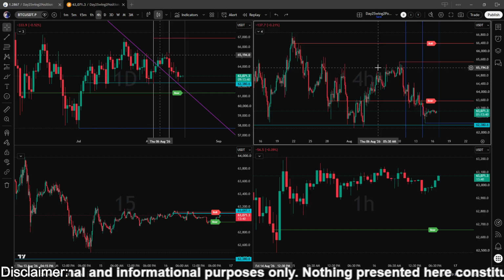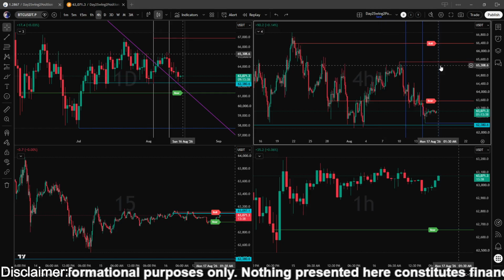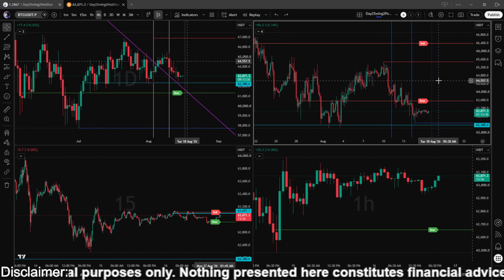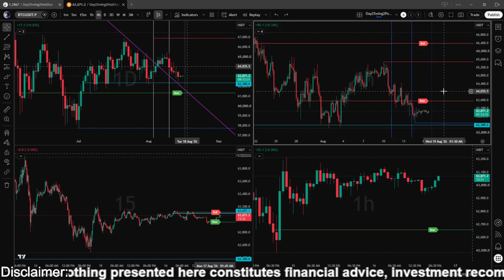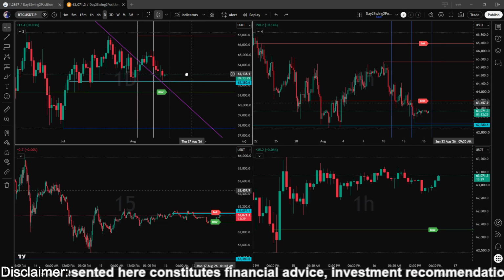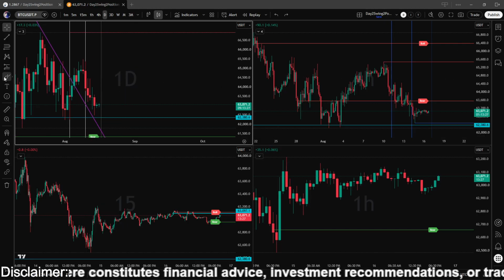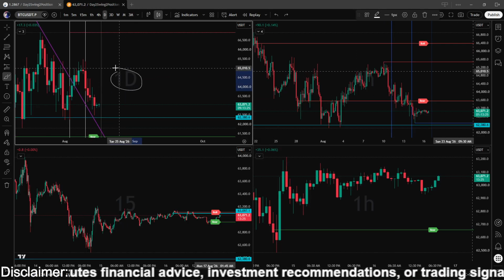In the analysis I will be talking about support and resistance, and do not think of those as just a normal support and resistance, because price has to respect those support and resistance levels.